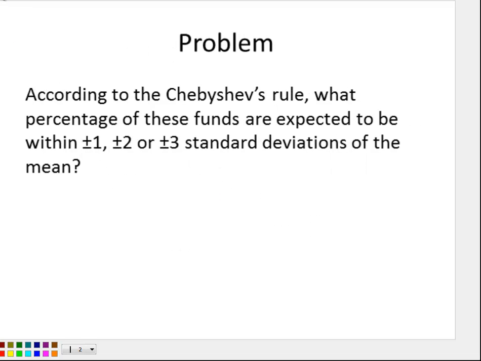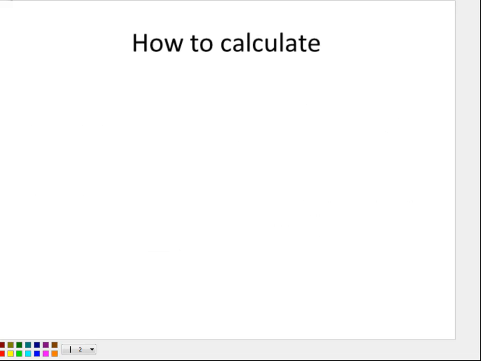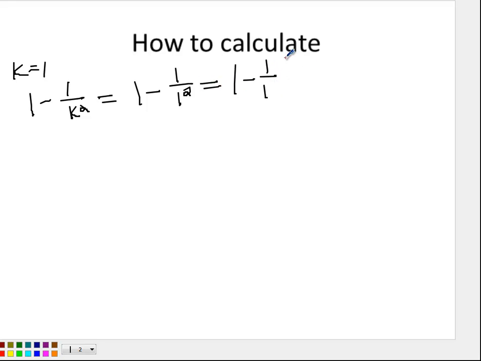So if we go back to the problem where it says what percentage of these funds are expected to be within one standard deviation, we cannot calculate that because Chebyshev's is only used for results for standard deviations over 1. If we attempt to solve it, you're going to plug 1 in for k. This is the formula. When you plug 1 in for k, you get 1 minus 1 over 1 squared. 1 squared is just 1. 1 over 1 is 1. So 1 minus 1 is 0. So as you can see, you cannot get an answer for that.